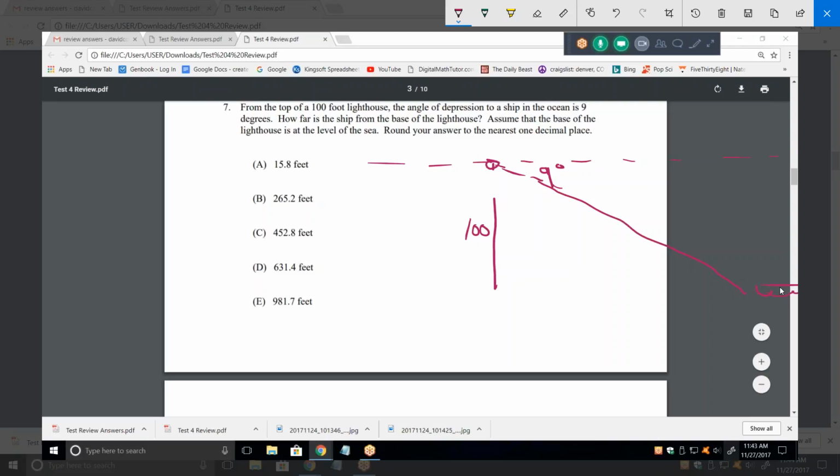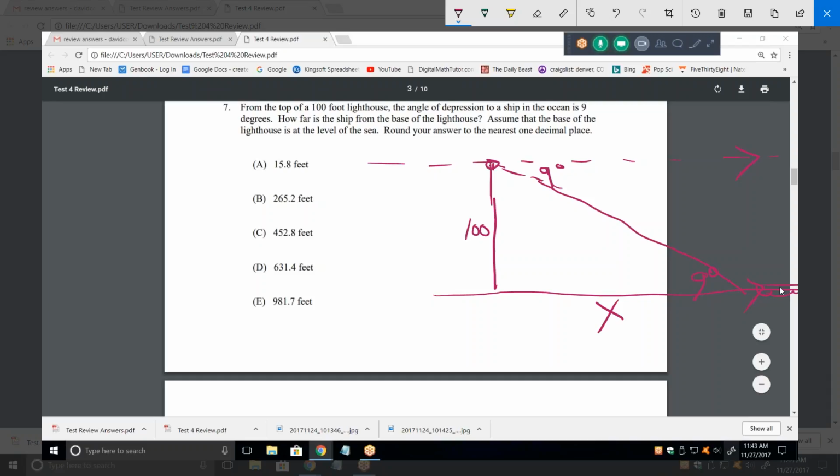And because things are parallel, if I draw the ground here without curvature, then that's also 9 degrees, right? Because we have two parallel lines. That thing is parallel to that thing. So if the angle of depression is 9 degrees, then looking from the ship back to the lighthouse, the angle of inclination is 9 degrees. Okay. So how far is the ship from the base of the lighthouse? So they want to know that.